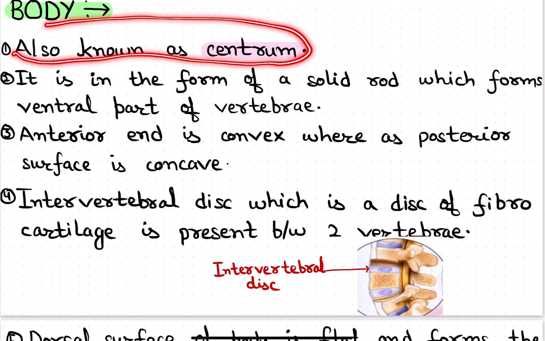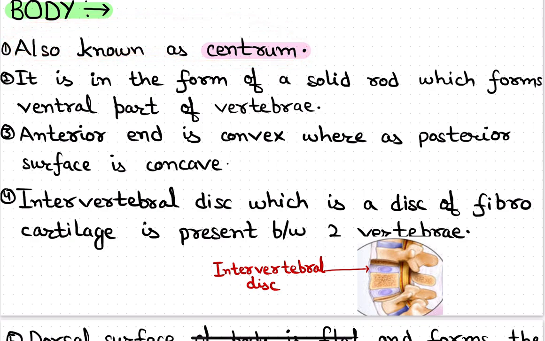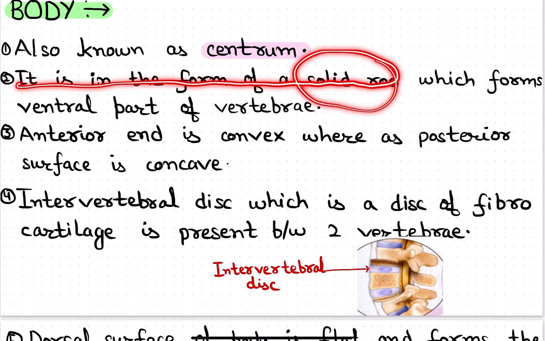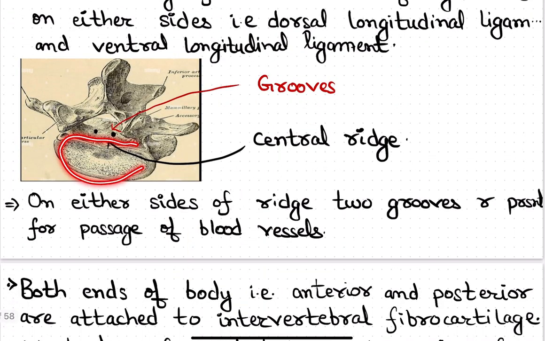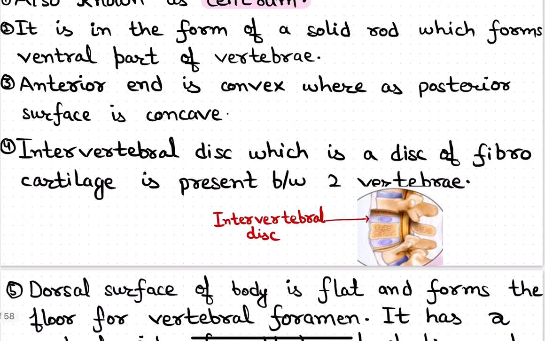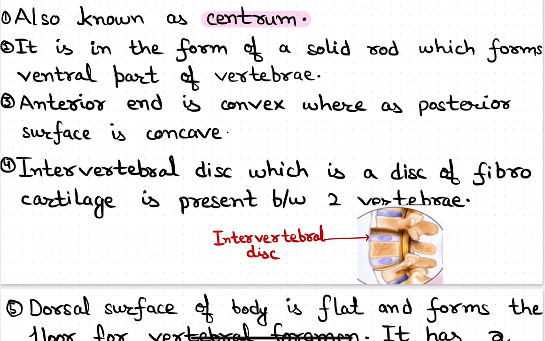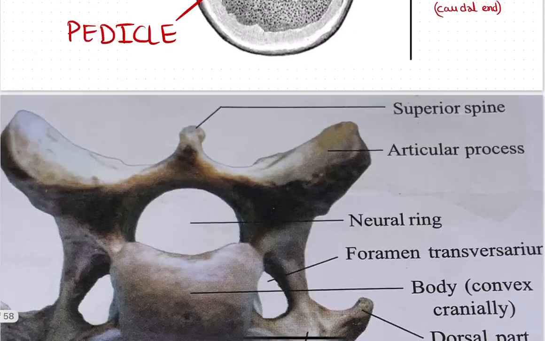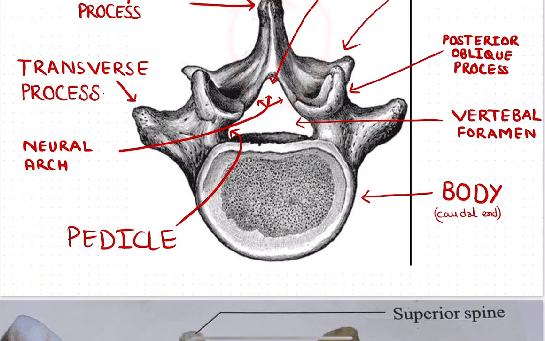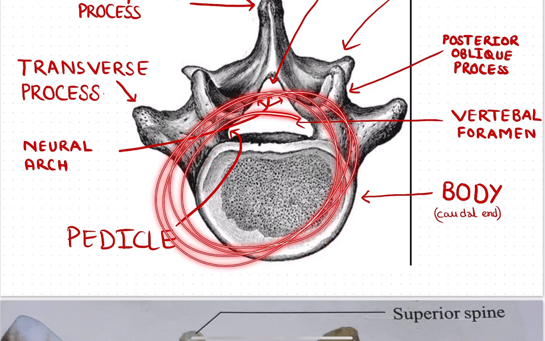Okay, now let me come in detail towards the body region. The body region is also known as the centrum. This centrum is in the form of a solid rod, a cylindrical portion. It forms the ventral part of the vertebra. As I told you, the region which is close to the upper junction of the body is known as dorsal, and the region which is close to the tail is known as caudal, and the region close to the ground or away from the junction of the body is known as ventral. So the body in a vertebra is in the ventral region.